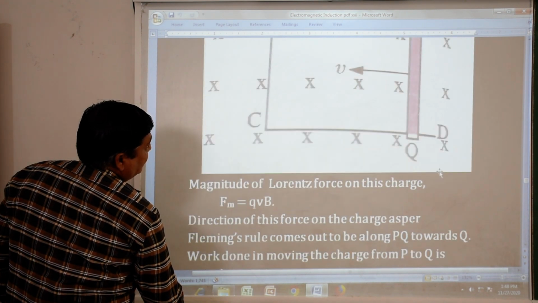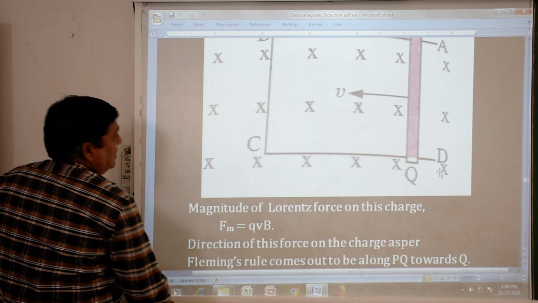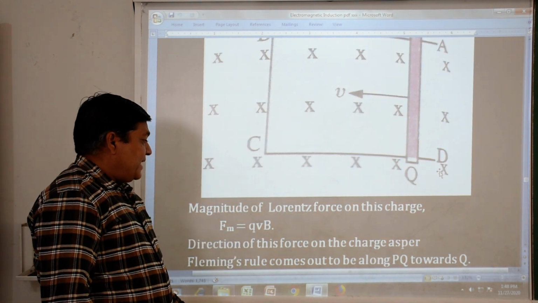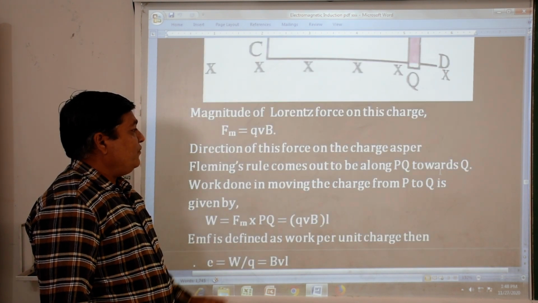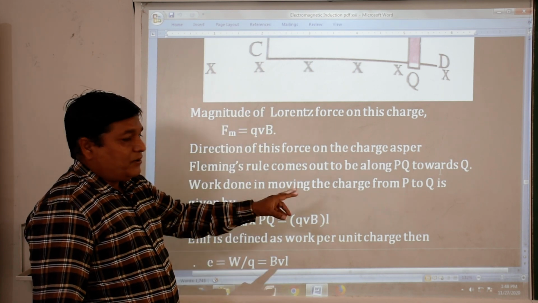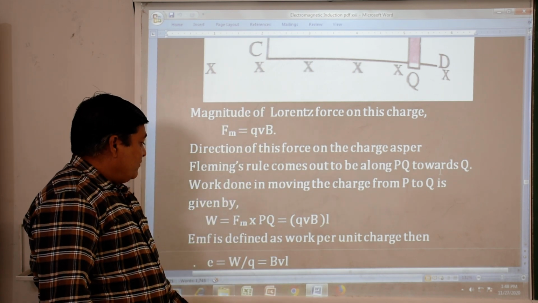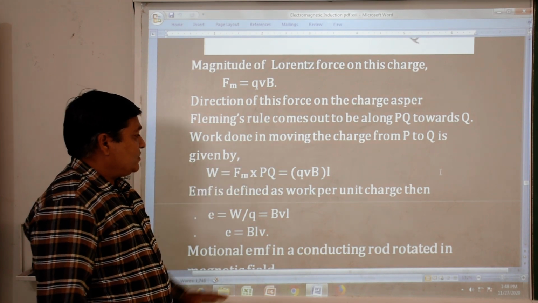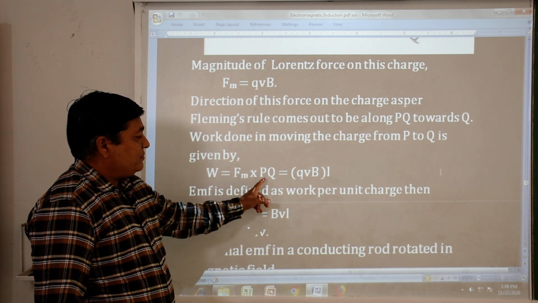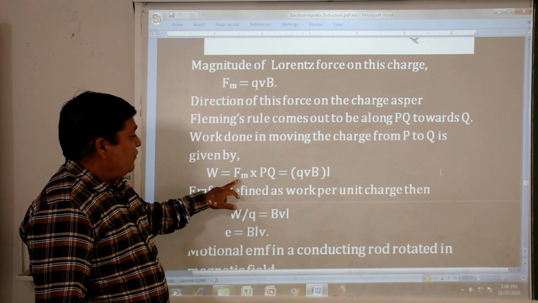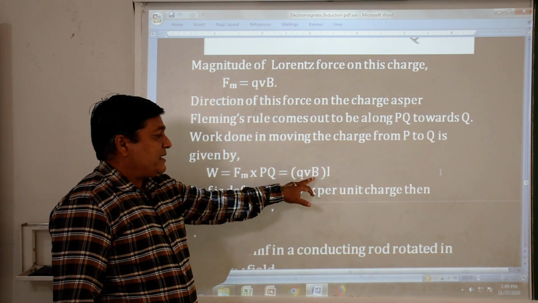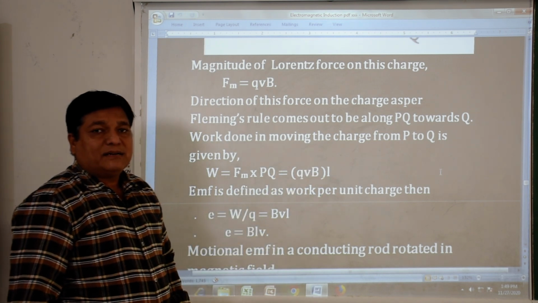Let us try to derive the expression for it. The Lorentz force acting here is F_m = qvB. The direction of force on the charge, as per Fleming's rules I just explained, is such that P to Q is the direction of EMF. Work done in moving this conductor in the frame is W = F_m times PQ, where PQ is the displacement. The force expression we have placed here is qvB, where q is the charge, v is the velocity, B is the magnetic field and l is the length of the conductor.